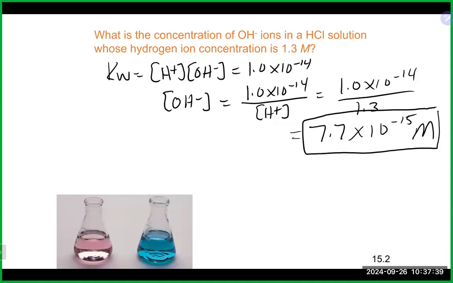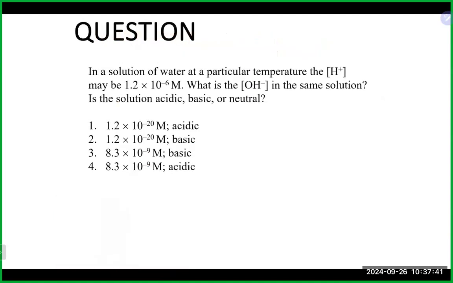Let's try a couple more here, maybe. In a solution where we have an H plus concentration of 1.2 times 10 to the minus 6, what will be the OH minus concentration? And will this solution be acidic, basic, or neutral? Okay, so let's take a look. Again, here we'll use our Kw relationship.